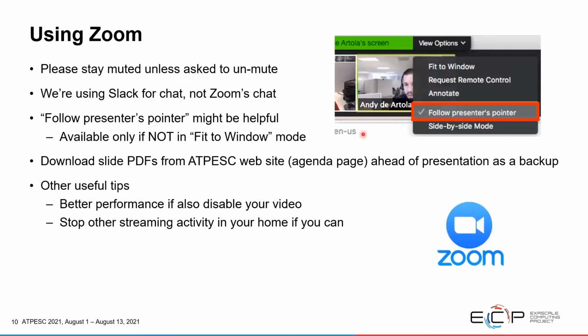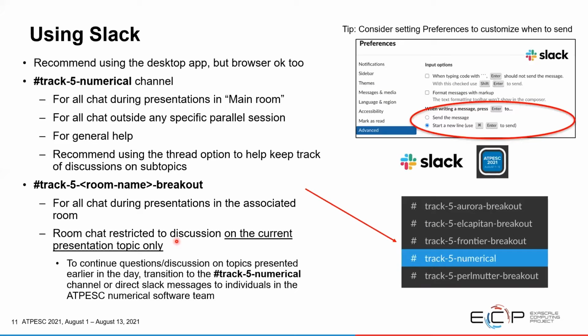Of course, for Zoom, I think you're all experts by now. We want you to stay muted unless we ask you to unmute. Please use Slack for chat, not Zoom's chat. Generally, we would recommend using the fit to window mode, actually. It's probably better. And then you can get all kinds of PDFs. Also, if you have performance issues, disable your video, just like I did right now, and stop any other streaming activity.